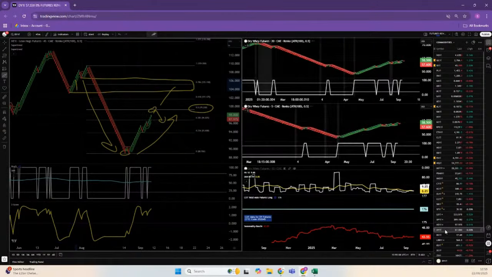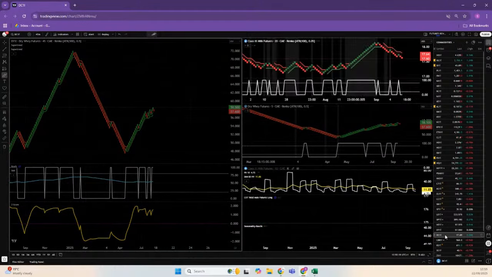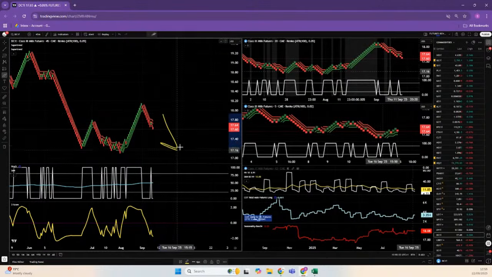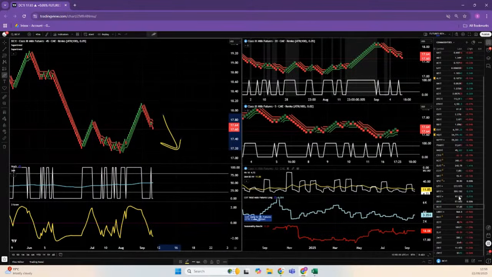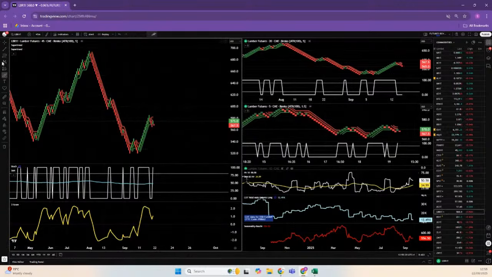Some more illiquid futures here, dry whey futures. If you can trade them, they're looking like they're on the bounce. Milk heading down. So again, that's another one that's hard to get your hands on. Lumber, on the other hand, is a bit more accessible.